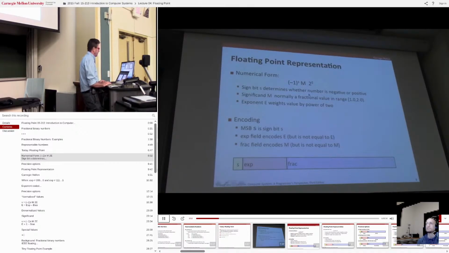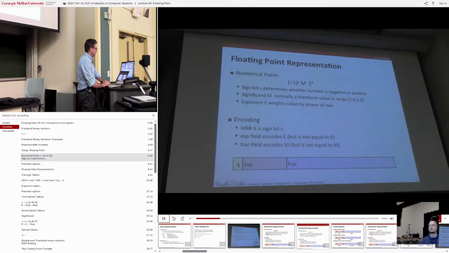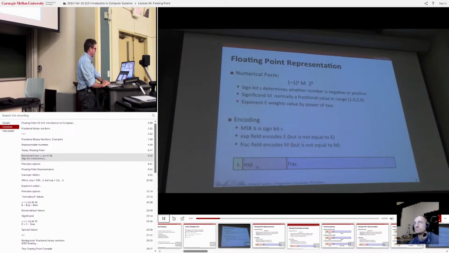The sign bit s determines whether the number is negative or positive, obviously. The significand m, sometimes called a mantissa, which is where the m comes from, normally is a fractional value in the range between 1 and 2, and we'll see why that is in a second. And then the exponent e weights the value by some power of 2.